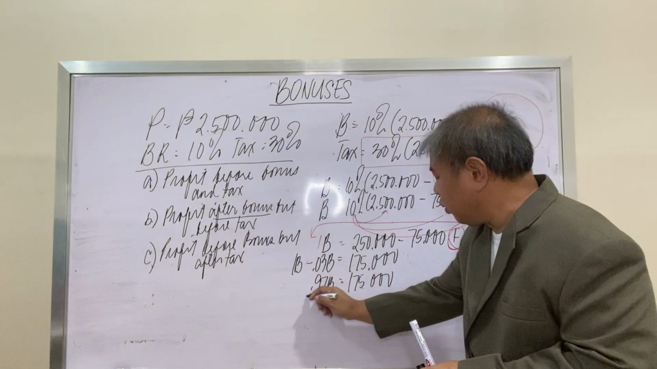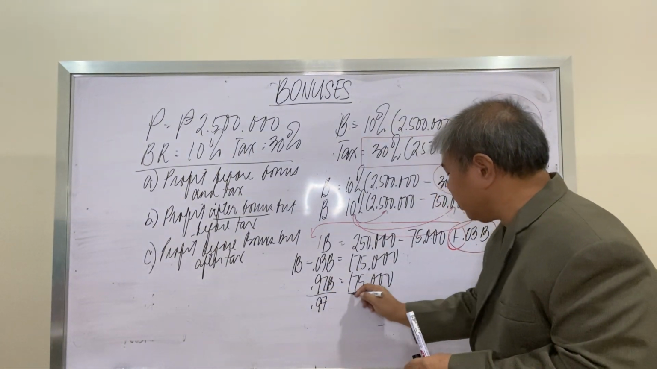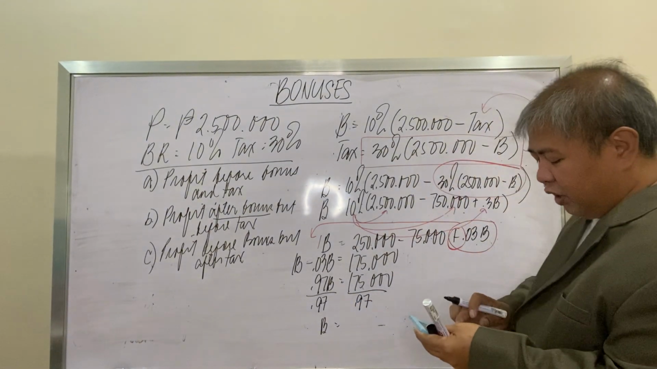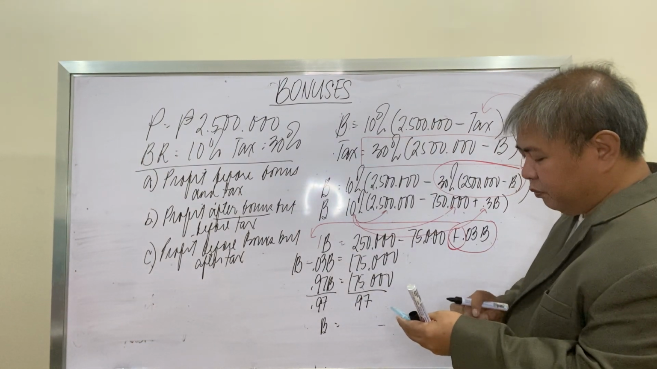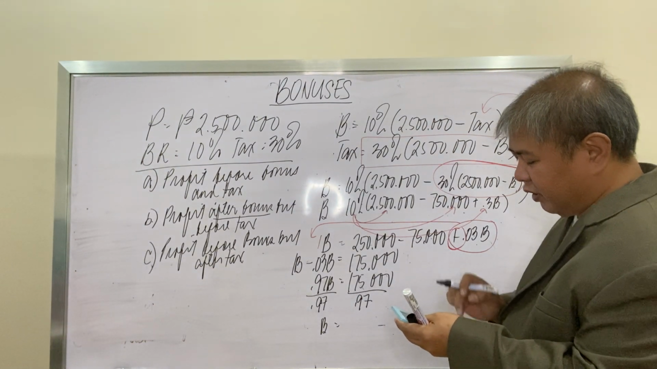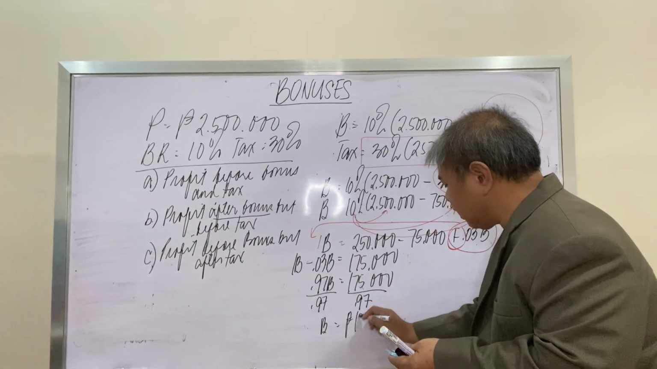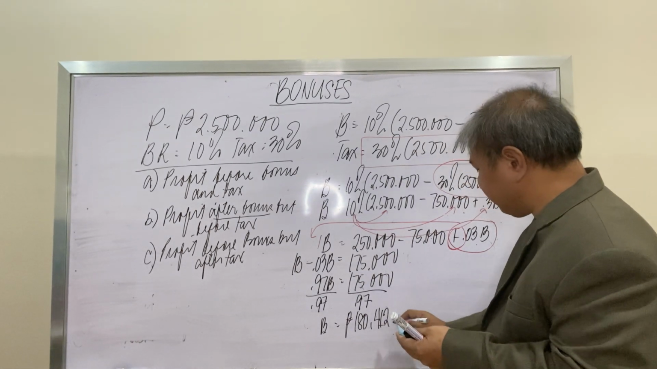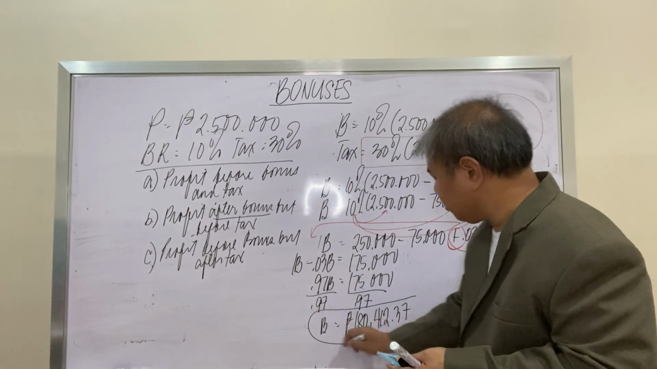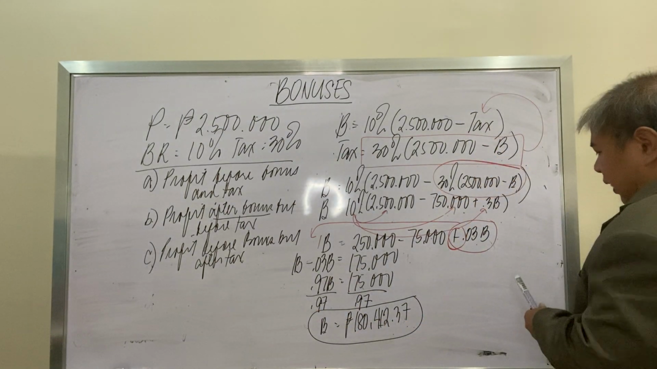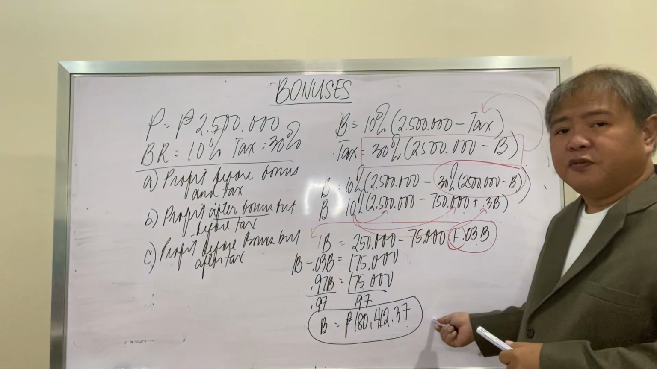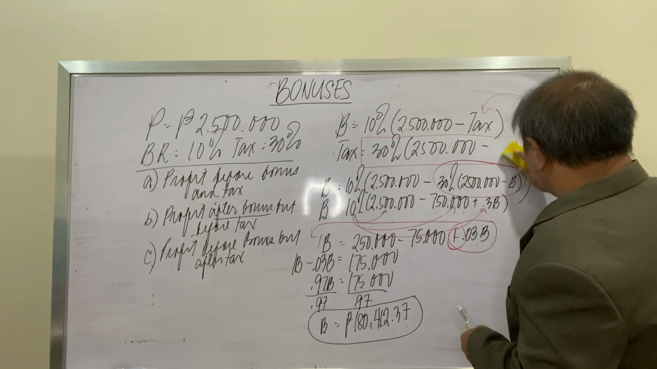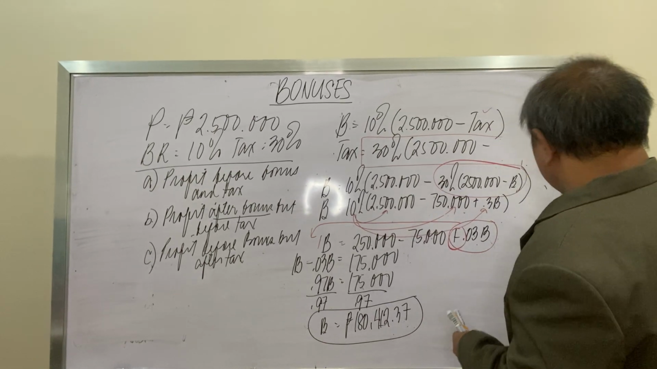Okay? So we're now down to the last one. So we are going to divide both sides by 0.97 for us to be able to eliminate the number and then come up with the value for B. So 175 divided by 0.97, that would be 180,412.37. So this is now the amount of the bonus. Okay? So bonus is 180,412 pesos. Now, let's substitute that to our tax computation for us to be able to find out how much will be our tax liability.